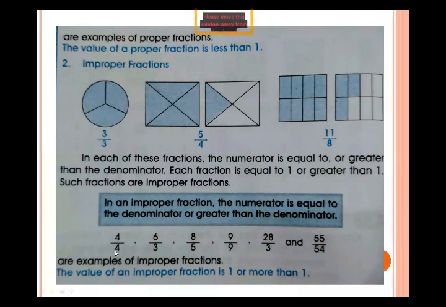Here are more examples of improper fractions. 4 upon 4 is equal to 1. 6 upon 3, numerator greater. 8 upon 5, numerator greater. 9 upon 9 is equal to 1. 28 upon 3, numerator greater. 55 upon 54, numerator greater. These are examples of improper fractions. The value of an improper fraction is 1 or more than 1.